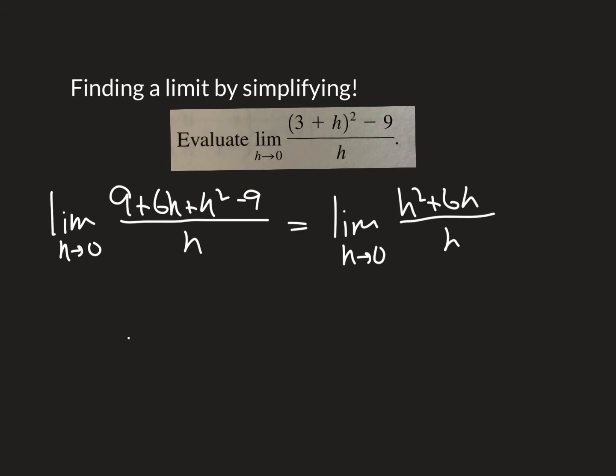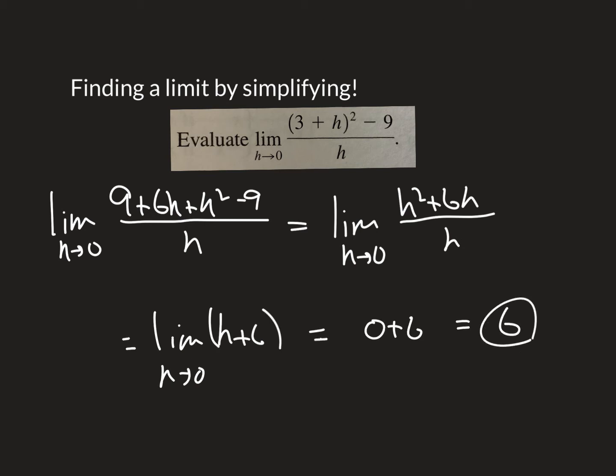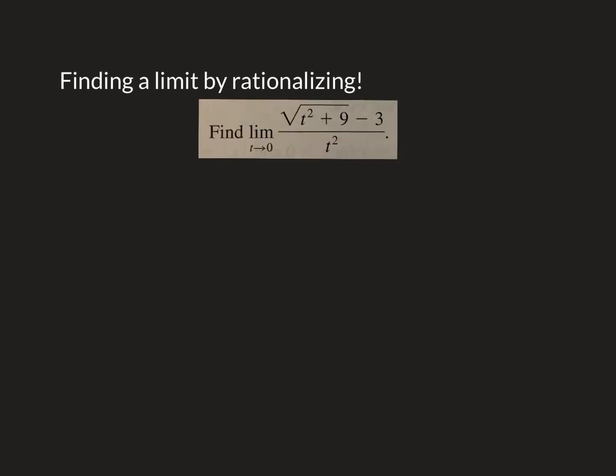And now I notice everything has an h. So I can cancel out the h's. I'm still just simplifying here, which gives me just h plus 6. Now, that's a polynomial. And because that's a polynomial, you can use direct substitution again and just say 0 plus 6, which is 6. So the limit is 6.